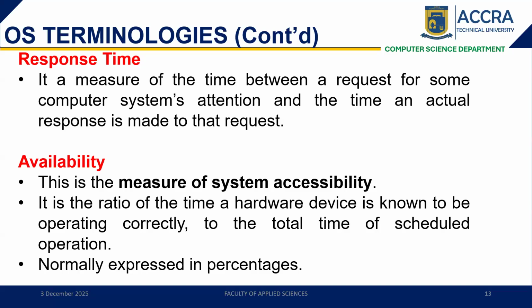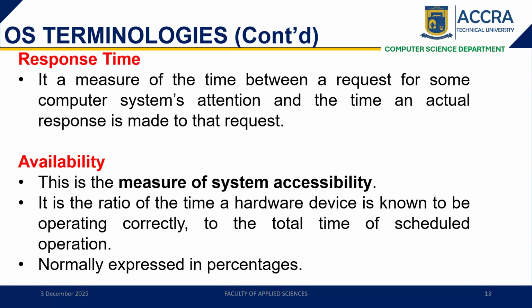So normally we say that the OS is available, let's say 99.9% or 95%. What it simply means is, one, the hardware associated with that computer is working well. Everything about it is fine.